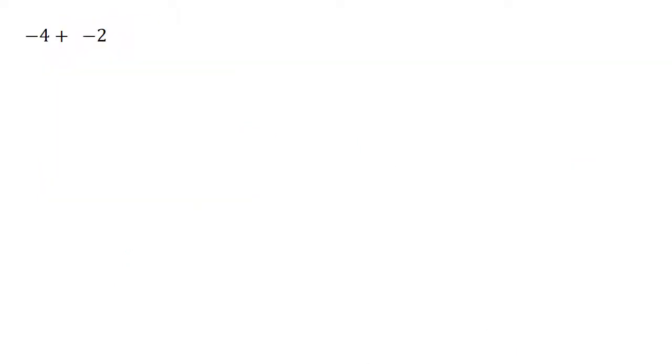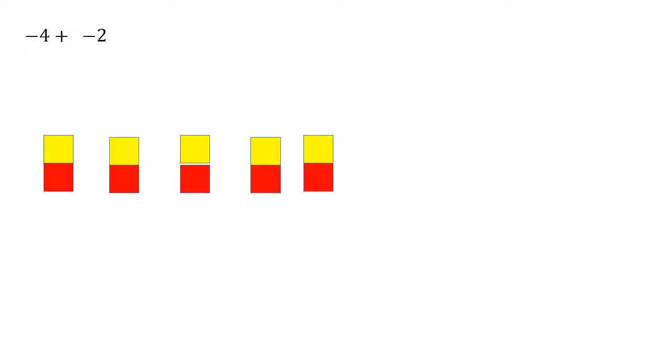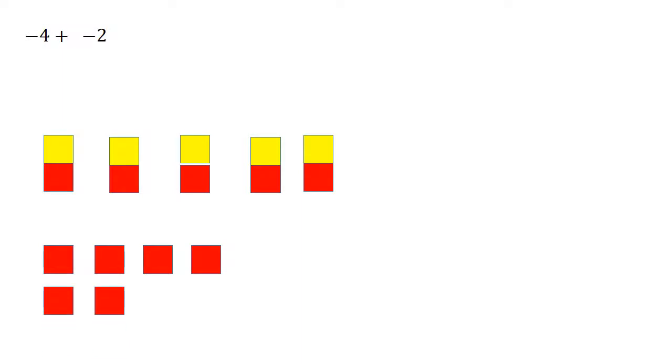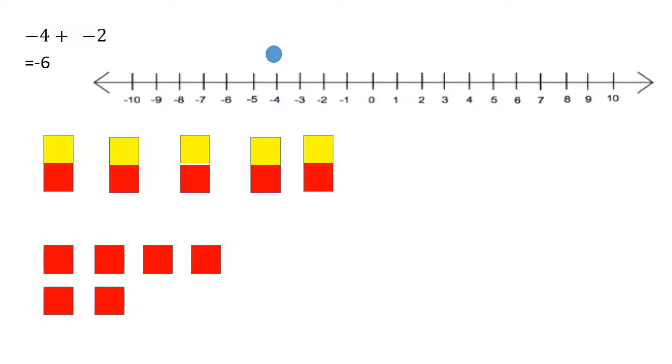Some other problems here. If we have -4 add -2, again, we have the zero sets even if we don't need to use them. They're always good to have just in case. And we're starting off with our -4, and then we're adding 2 of the negatives. So we need to bring in another 2 of the red tiles, which we can do here. So now you can see that we have 6 of the negative tiles. So -4 add -2 is -6. And again, we can show that on the number line. It goes from -4 to -6.